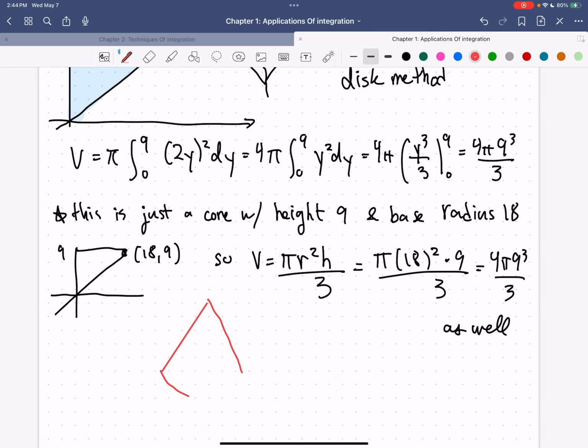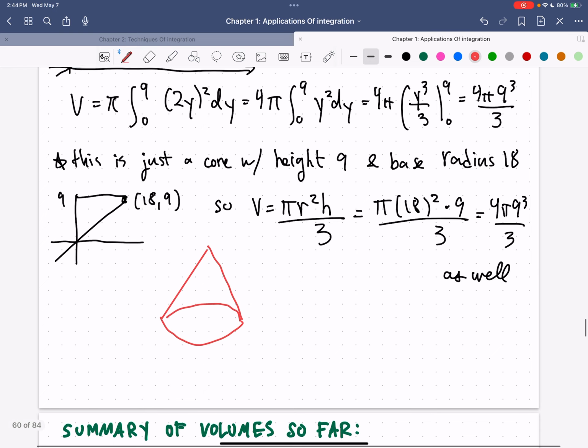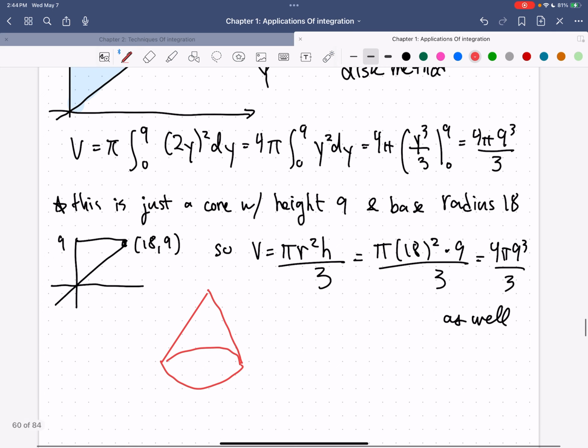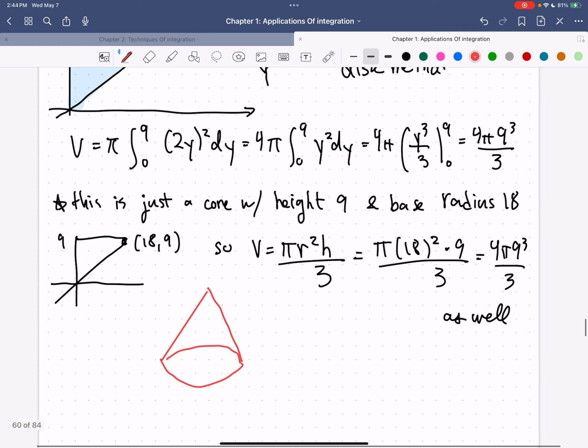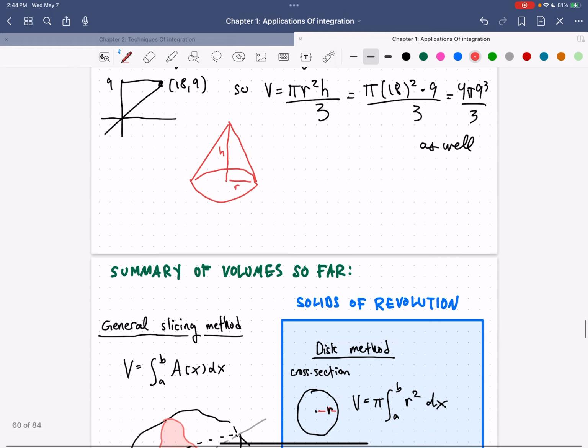The volume of a cone is always a third of what the volume would be for the sphere. Or not the sphere, the cylinder. Cylinder of the same dimensions. So this is our h, and this is our r. That's just a third of the corresponding cylinder's volume. Awesome, I guess that's it.